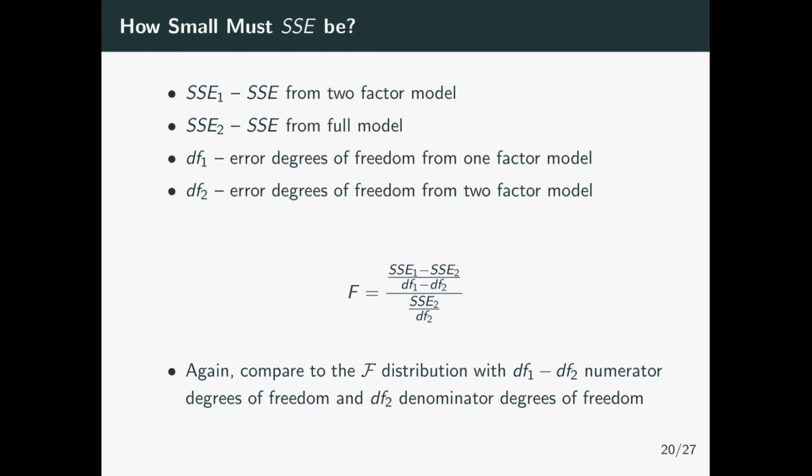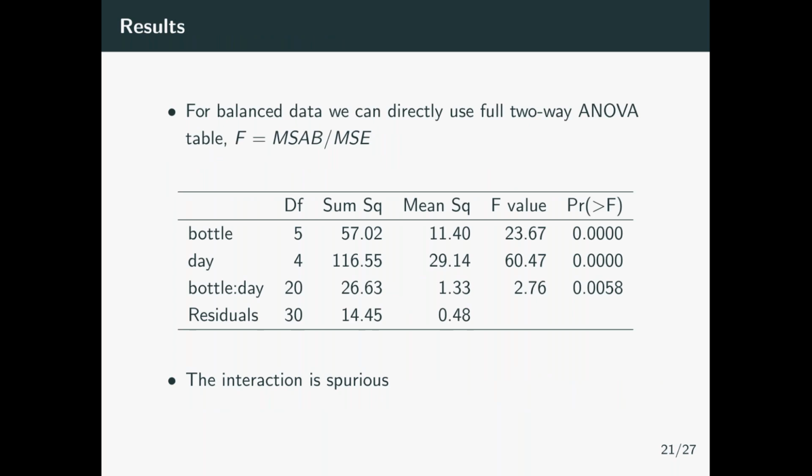We can again ask the question, how small must the sum of squared error be before we would actually prefer the full model over the two-factor model without an interaction? Define exactly the same F statistic as I defined before, but this time the SSE2 is the sums of squared error from the full model, and the SSE1 is the sums of squared error from the two-factor model but without an interaction. And here are the results of that.